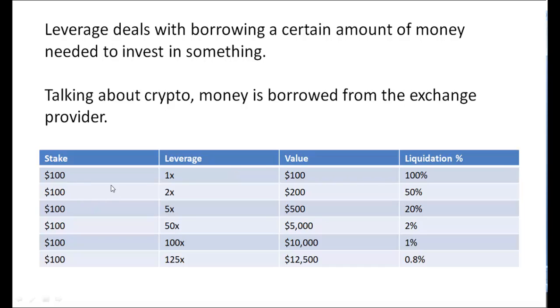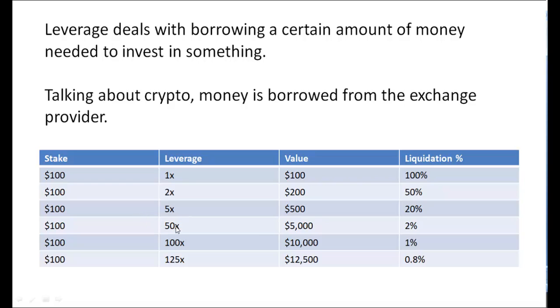Now when we have the 2x, when you multiply by 2 with 100, you have $200 to trade with, and the liquidation percent will be 50%. When Bitcoin falls by 50%, then you get liquidated. Then we have the 5x. 5 multiplied by 100 is 500, and when the price falls by 20%, you get liquidated.